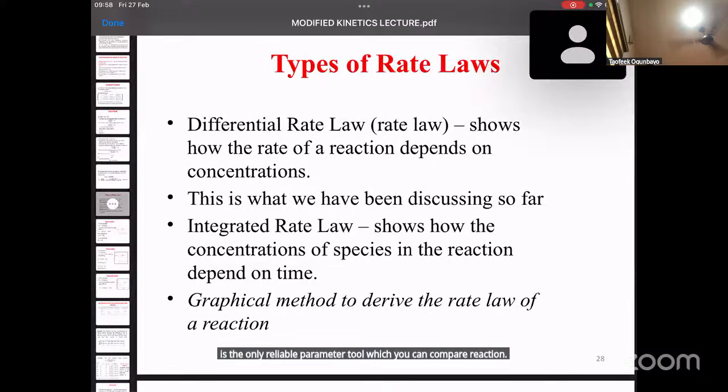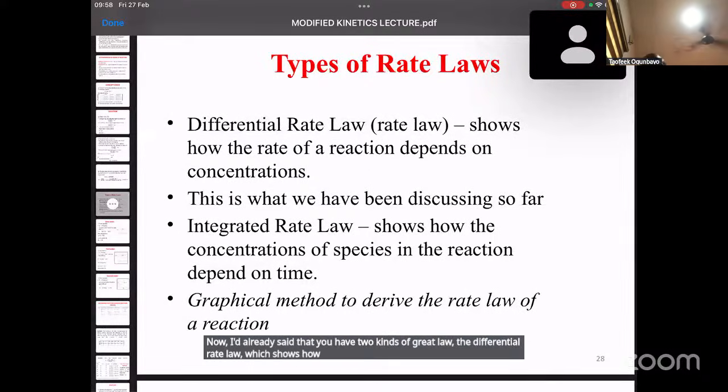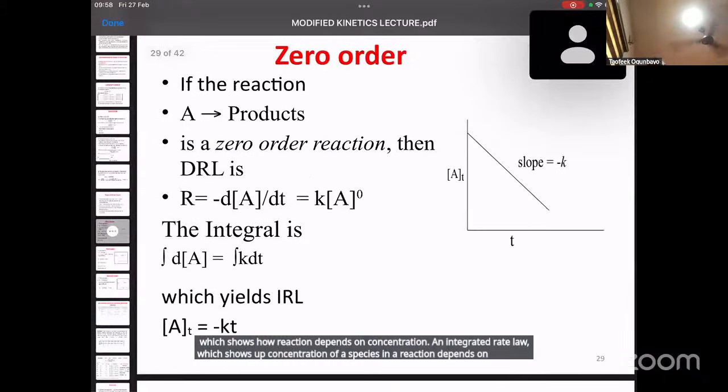I already said that you have two kinds of rate law: the differential rate law, which shows how the reaction rate depends on concentration, and the integrated rate law, which shows how the concentration of a species in a reaction depends on time.